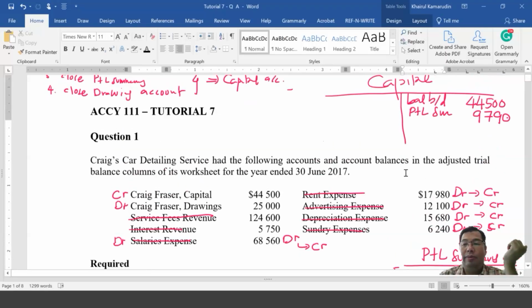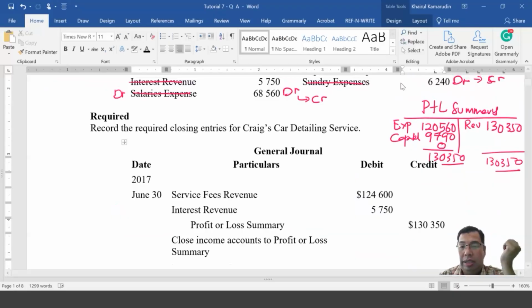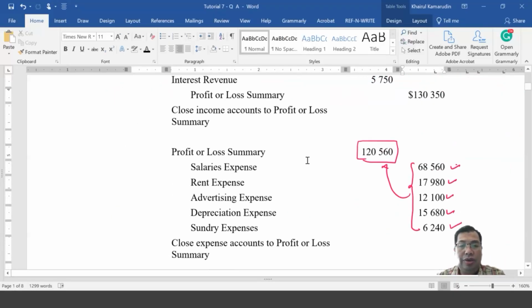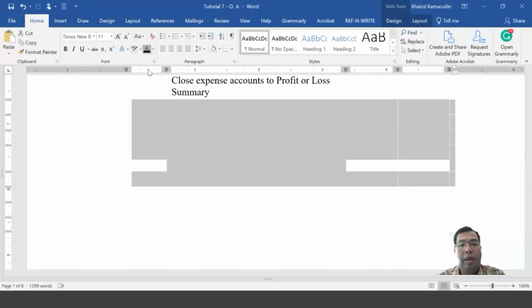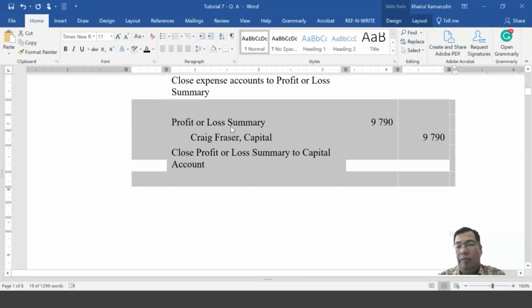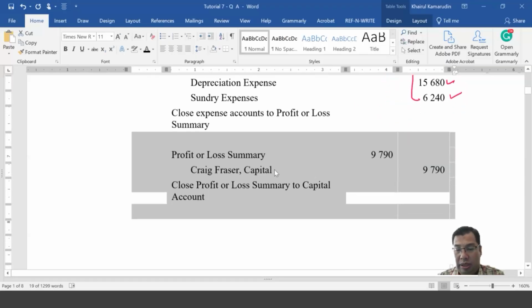The journal entries will be, this is credit, and this is debit. So I'm going to write the journal entry. What is the journal entry? The journal entry will be debit profit and loss summary 9,790 and credit capital 9,790.